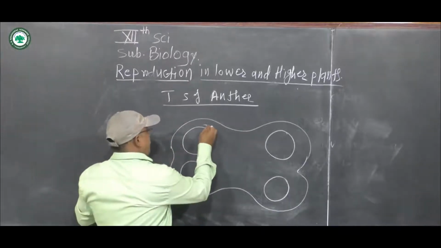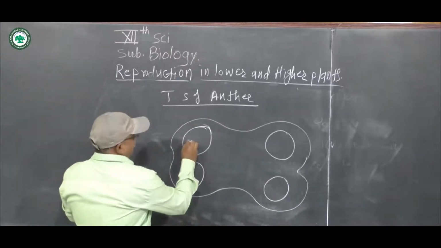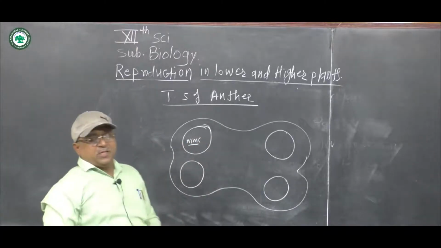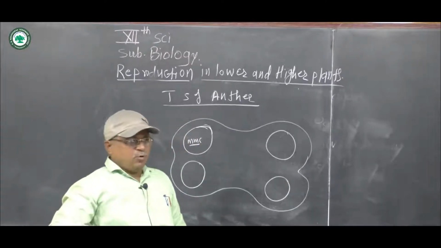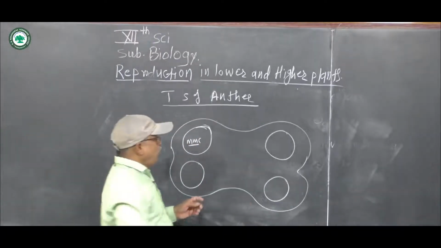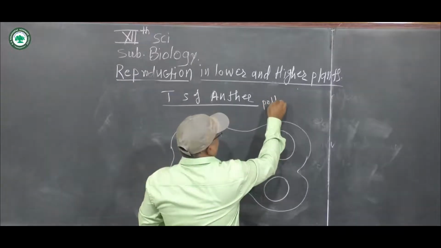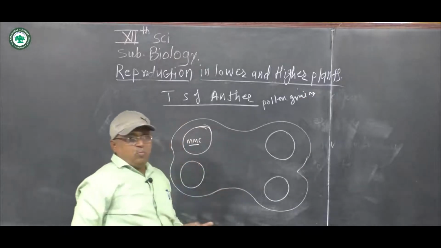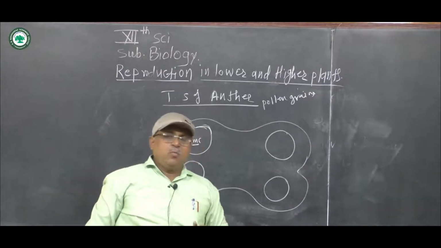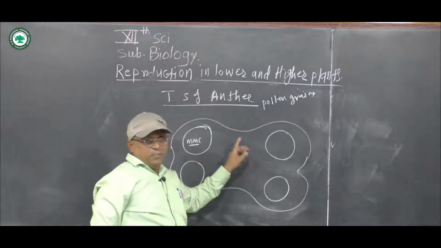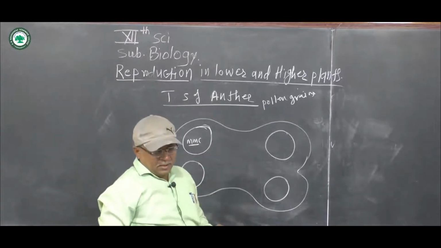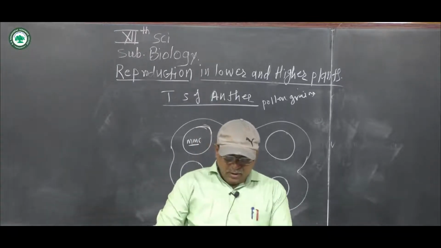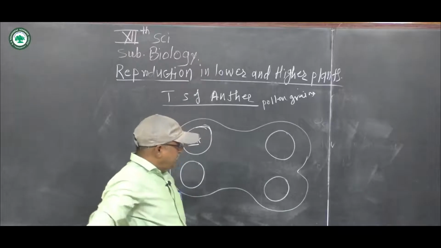In each pollen sac, microspore mother cells are present. From the microspore mother cells, pollen grains are developed. From one microspore mother cell, 4 pollen grains are formed by meiosis. Then, the wall of a mature anther consists of 4 layers.